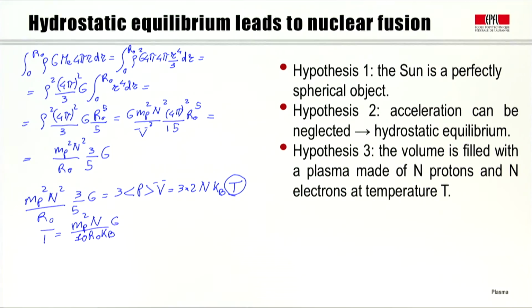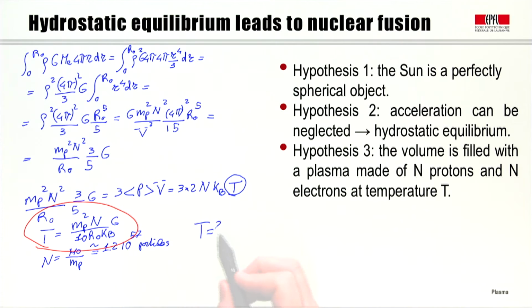We can also compute the total number of particles by dividing the mass of the Sun by the mass of the proton, and we end up with this amount of particles. If we now plug the numbers in SI units we just found into the equation for the temperature, we end up with an average temperature of the Sun of approximately 2.3 million degrees Kelvin.